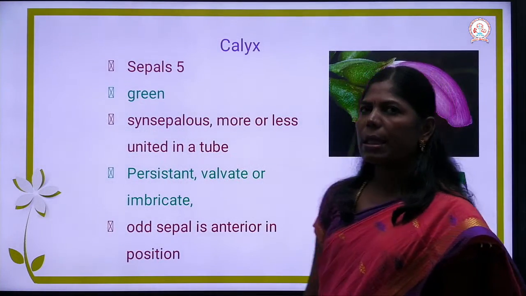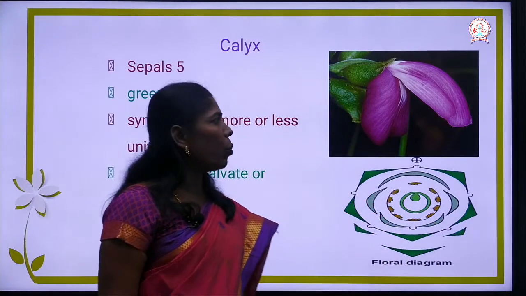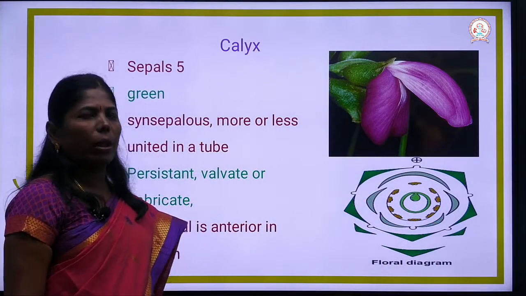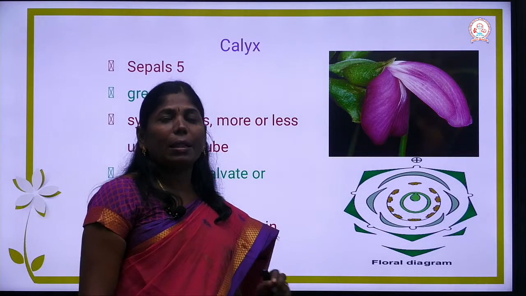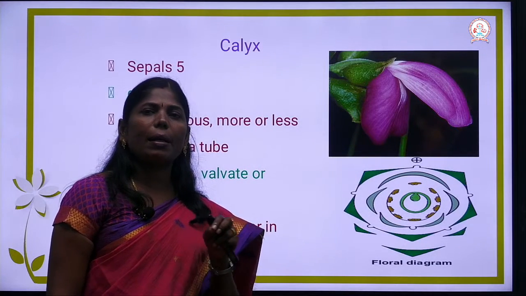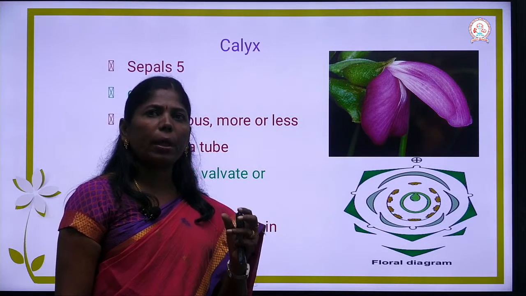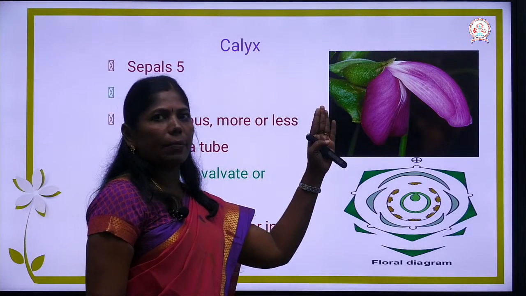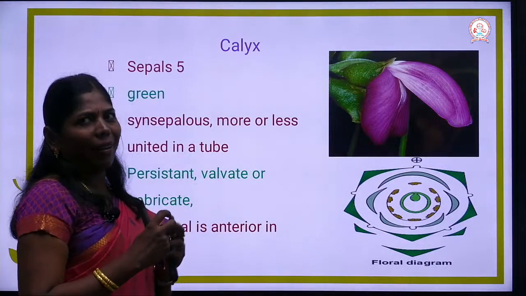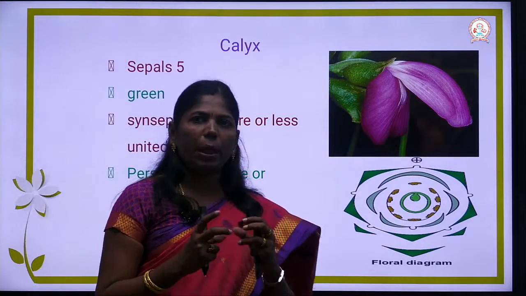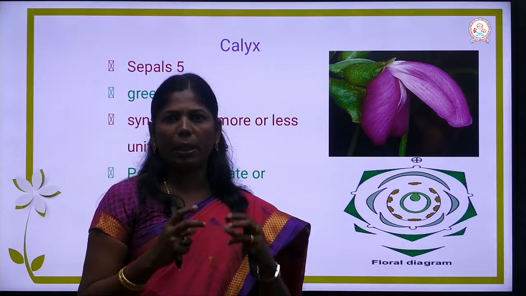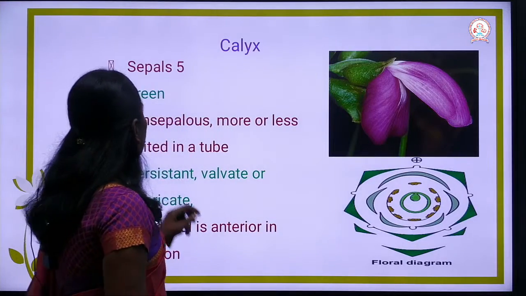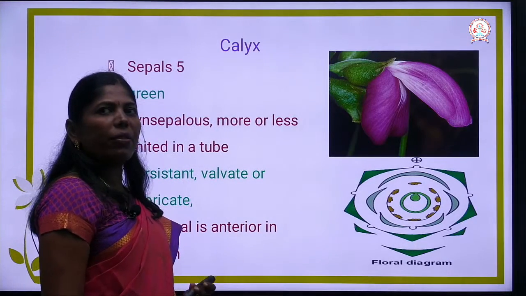So next we are going to see the calyx. The calyx is the outermost whorl of the flower. It is green in color. It is involved in photosynthesis, and another function is to protect the flower in the bud condition. So that is the calyx. How is the calyx formed? A number of sepals together form a calyx. How many sepals are there? It has 5 sepals here.